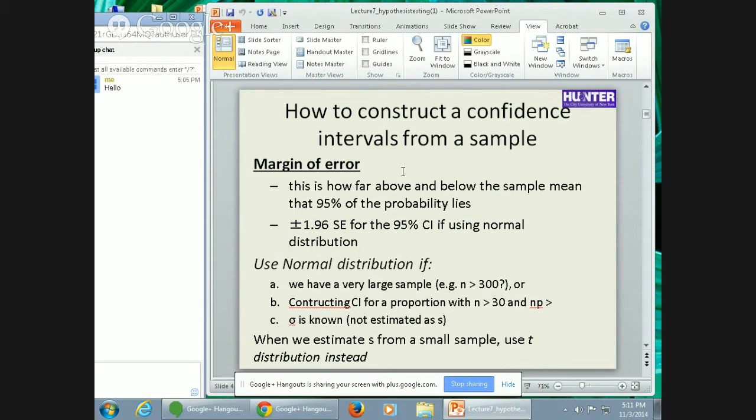It depends on how precise you want to be. There are exact methods using a binomial distribution to calculate exact confidence intervals, but it's nice when you can do it with the normal approximation. And of course, we also use the normal distribution if the population standard deviation sigma is known, or the population distribution is normal. Whereas when we estimate the standard deviation from a small sample, we use the t-distribution instead.